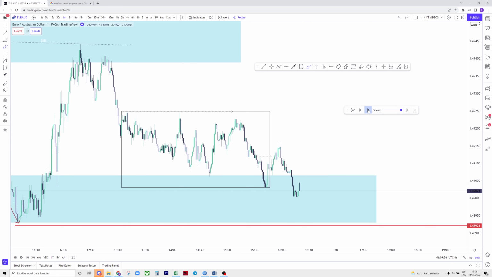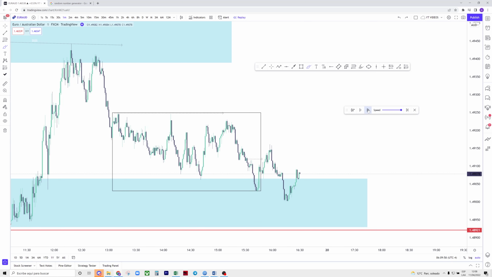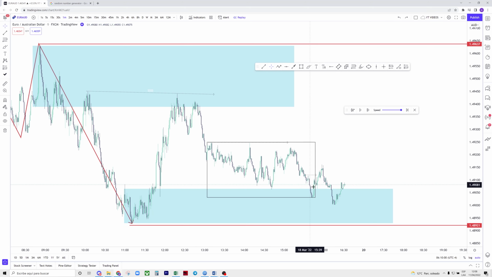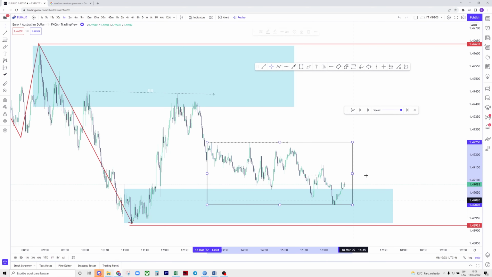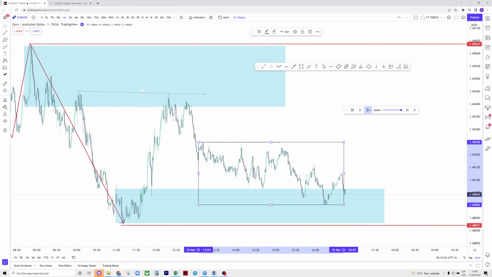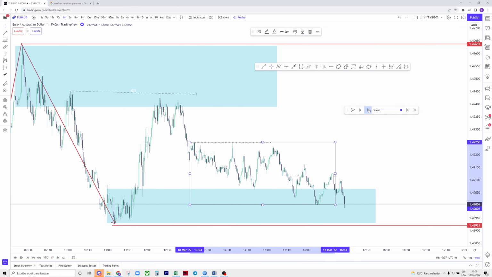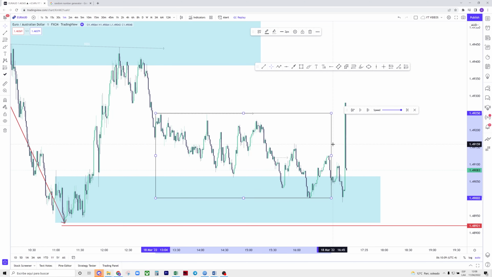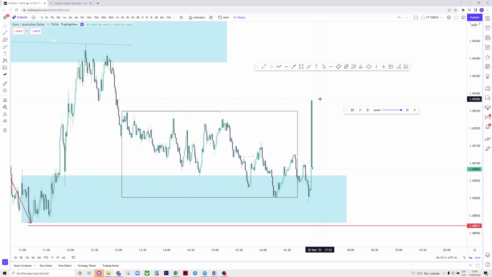There we go. It kept on moving lower. It seems like it will keep on moving lower. But well, let's see what happens. Let's wait for the proper confirmation. Okay, we have a massive move up, grabbing liquidity.